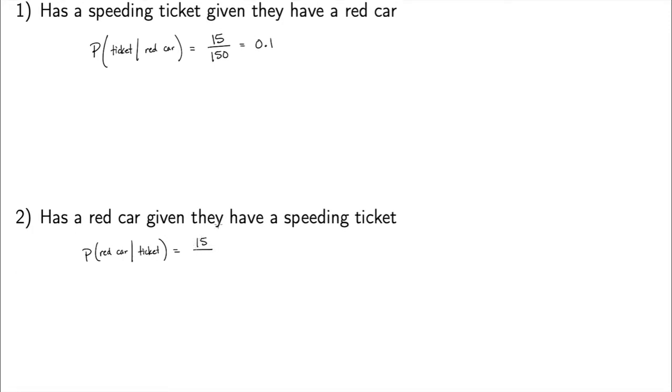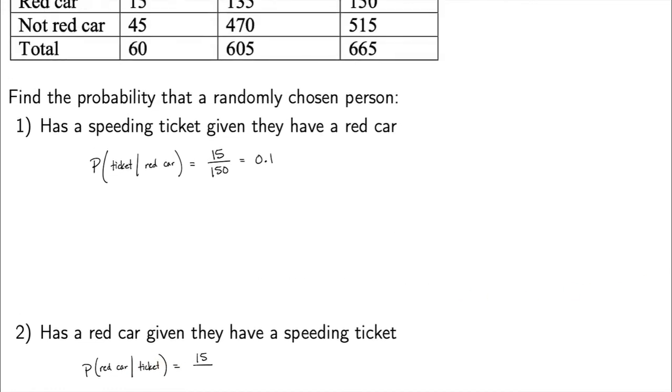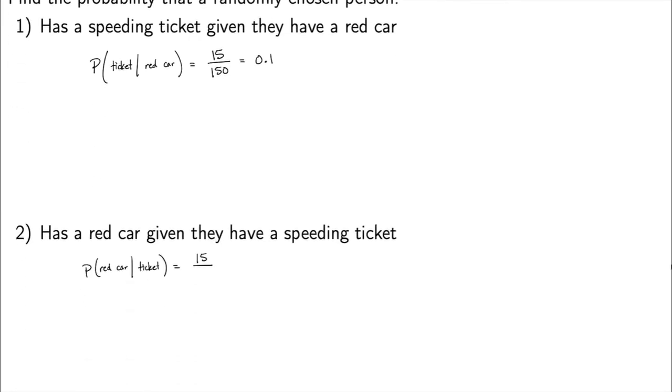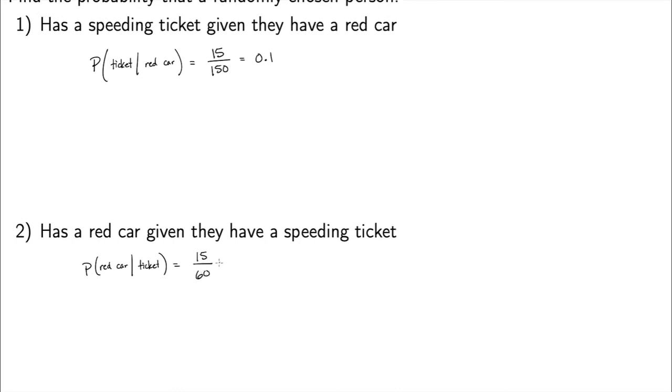And then divided by the number of ways I could have a person with a ticket. So I look at my speeding tickets and I see there are 60 people with speeding tickets. And so divided by 60. So this is 1/4 or 0.25.